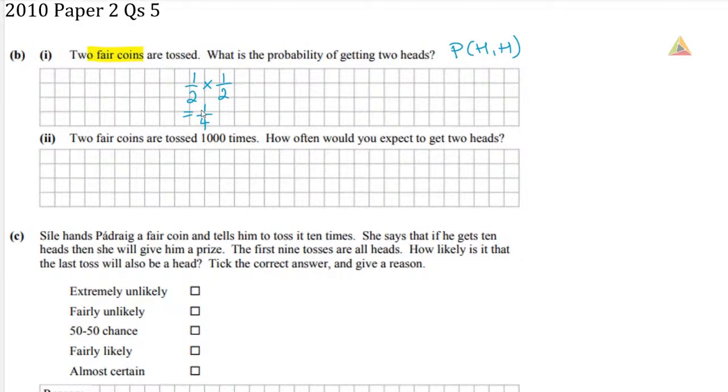For part 2, it says 2 fair coins are tossed 1,000 times. How often would you expect to get 2 heads? This time I'm not looking for a probability again, I'm looking for an answer. So what we would do here is take the number of trials and multiply by that probability. So we say 1,000 multiplied by a quarter, and that gives us 250 times. So if we were tossing 2 fair coins 1,000 times, we would expect 2 heads to come up 250 times.